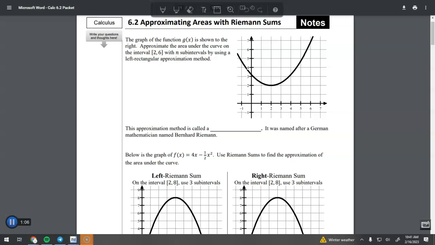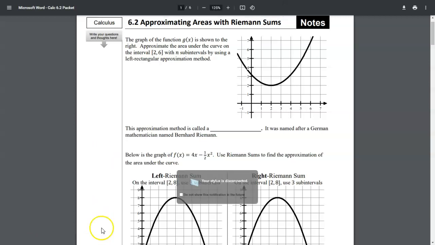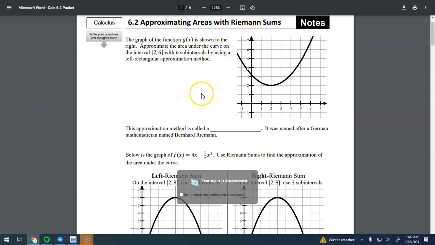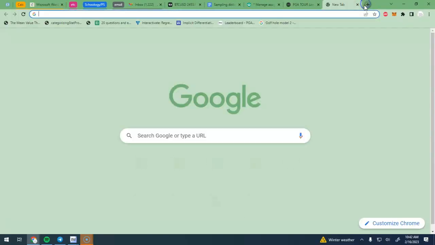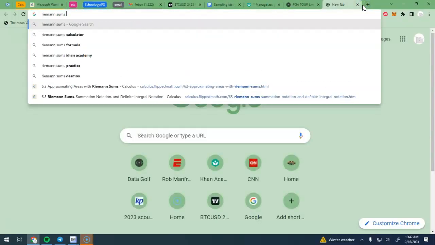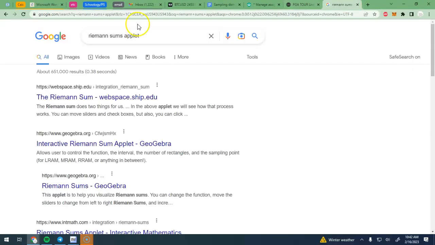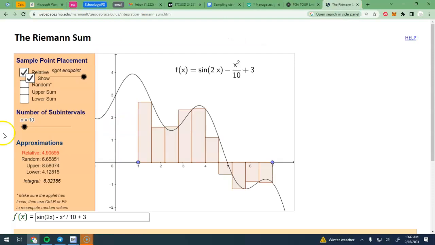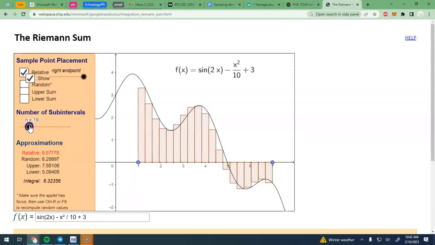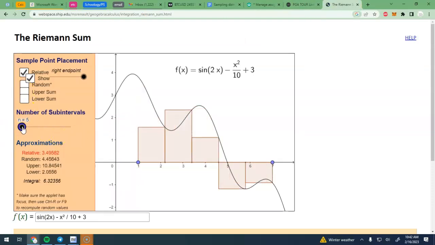Before I start doing this, let me see if I can find a web demonstration of this. It might help. Okay, that's cool. This is not exactly what we're doing, but it'll give you the idea.